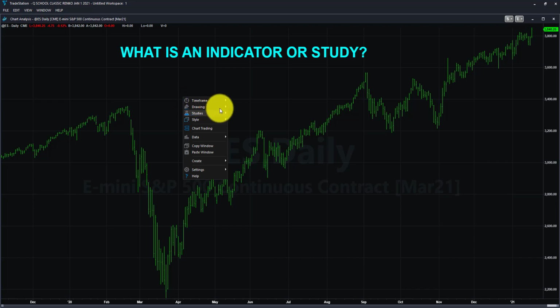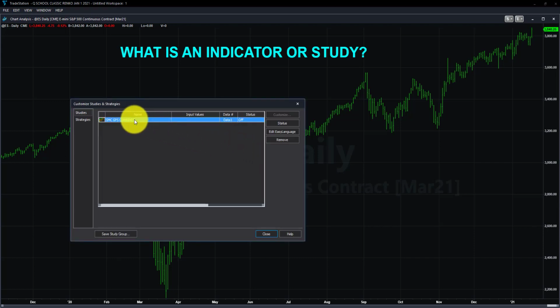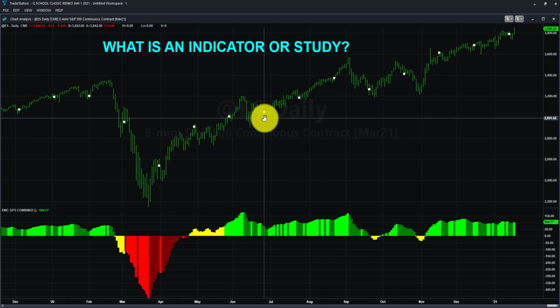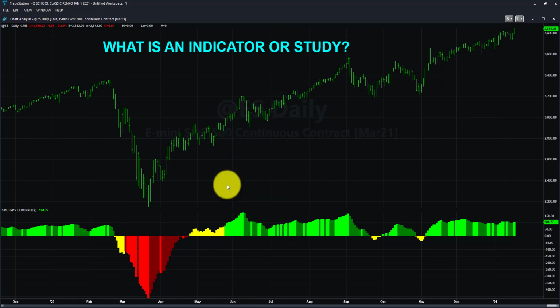As an example, let us open up one of our proprietary studies called the SMC GPS Combined. This is a momentum indicator, proprietary, and this is it. Now we have in our library a full definition of how it works, but you can see in general one would have wanted to be out of the market here, in the market here, into the market here, into the market here. This is the S&P over a 2-year period.